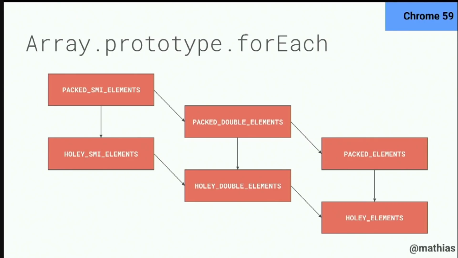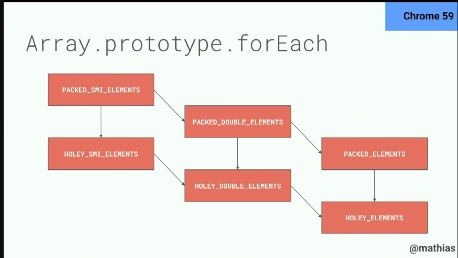Now, for each unique elements kind, V8 can apply these specific optimizations when performing operations on the array. So whenever you're using Array.prototype.forEach, for example, V8 can optimize that call based on whatever elements kind this array has. We can have one set of forEach optimizations for packed SMI elements, and then another set of optimizations for packed double elements, and so on. They're all different sets of optimizations.